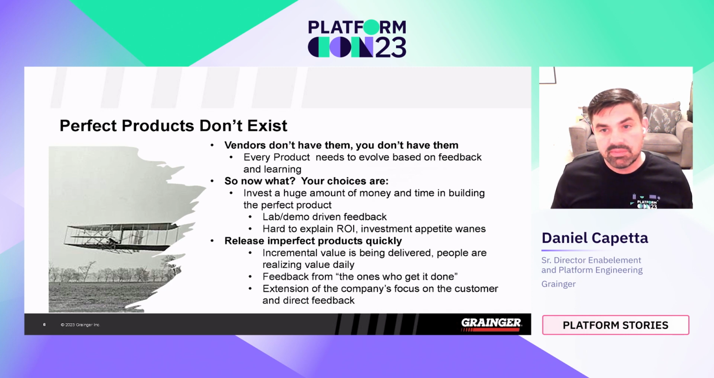So if you accept that there's no perfect product, then you need to invest in building a better product. There's really two ways to go after it. The first is to invest a lot of time and a lot of money trying to build that perfect product to get a really feature-rich capability delivered to your organization.